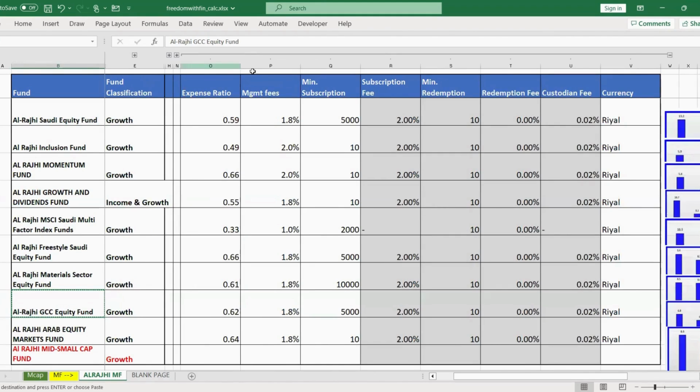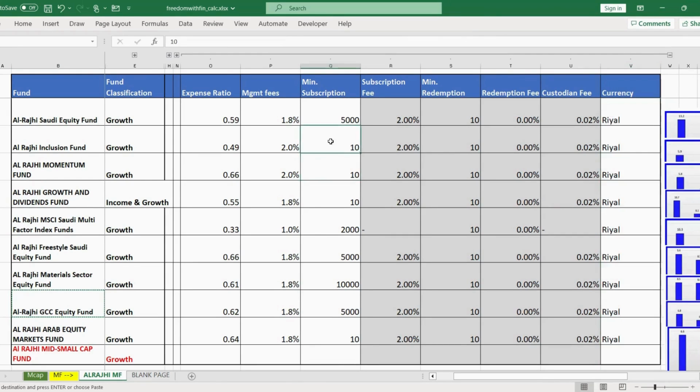So you have the expense ratio and some of the subscription fees. If you remember SAB Invest, all the funds had very high subscription fees, and that's one of the feedbacks I have for almost all the capital houses now. The minimum subscription amount is 5,000. But what is very surprising for me is there are 3 to 4 funds, like the Inclusion Fund, Momentum Fund, the Growth and Dividends Fund, and the Arab Equity Markets Fund, where the entry is 10 Riyal. The currency is Riyal, so it's just 10 Riyal.